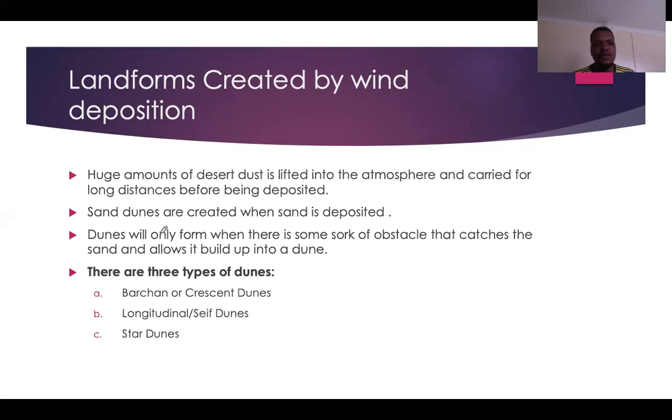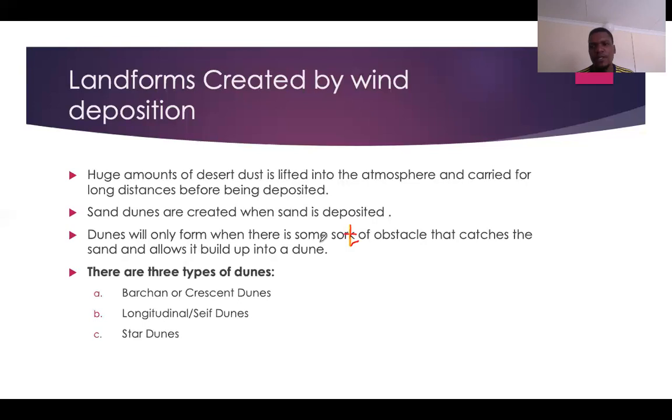So sand dunes are created when sand is deposited. It's one of the landforms that are formed when there is deposition. Dunes will only form when there is some salt. This was supposed to be salt, so correct this one, it's supposed to be salt, not soak. There is some sort of obstacle that catches the sand and allows it to build up into a dune. In most cases, this can be a bush or a shrub, or it can be a rock.